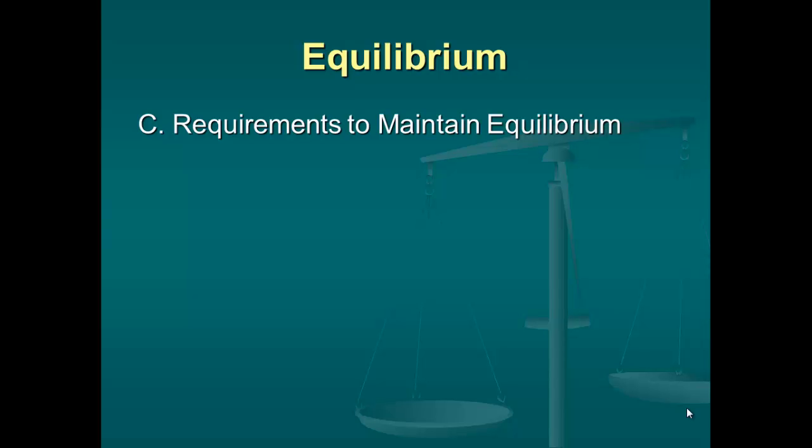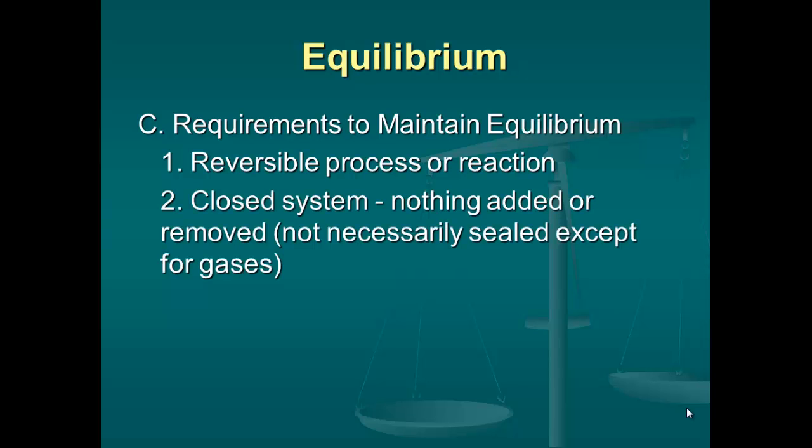There are three requirements to maintain an equilibrium. So if you want a system to remain at equilibrium, there are three things that have to be true. First, you have to have a reversible process or a reaction. We've said this already. You can't have an equilibrium if you don't have a forward reaction and a backward reaction. Second, you have to have a closed system. These are words that we've used before as well. This means nothing is added or removed from your equilibrium. A closed system, nothing added or removed.